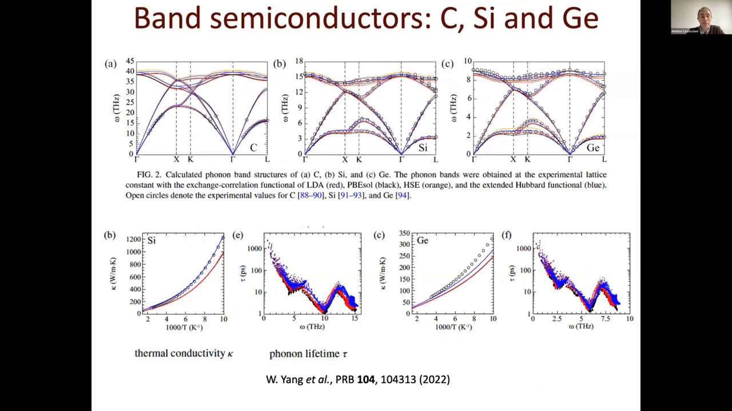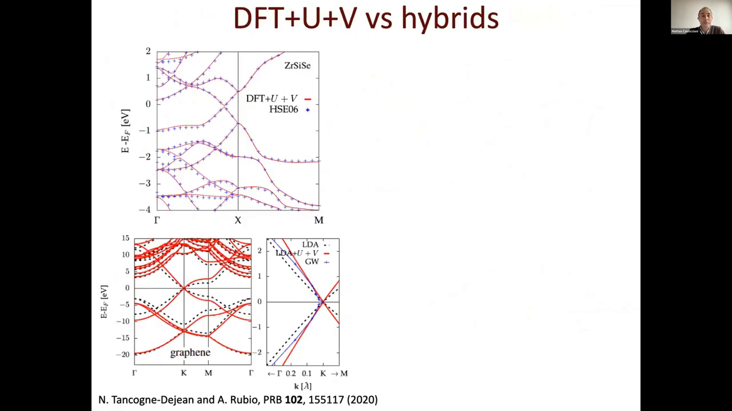People have refined this calculation over the years and shown that the plus V functional is also able to refine the prediction of the phonon dispersion and phonon lifetime and thermal conductivity of these materials. And you can find a nice discussion of the application of plus V for zirconium silicon selenide and also 2D materials like graphene, in comparison with hybrid functional and actually GW.